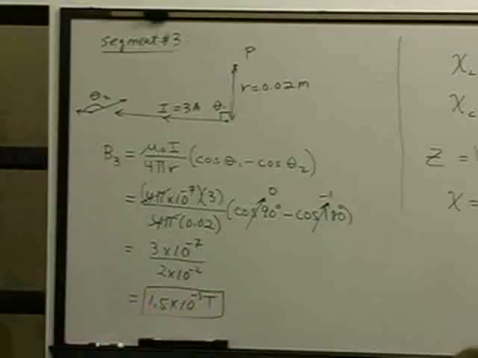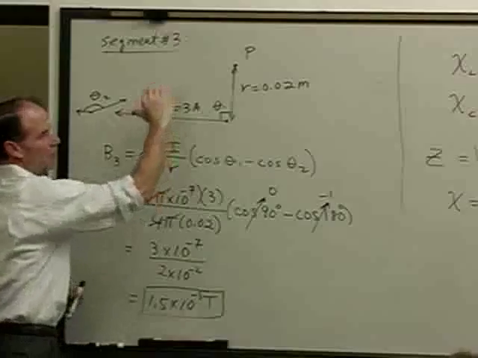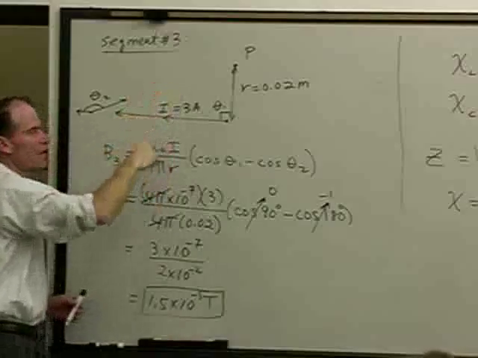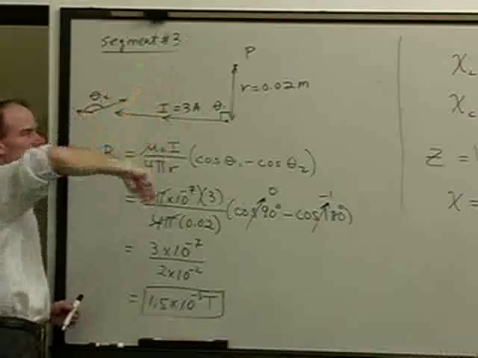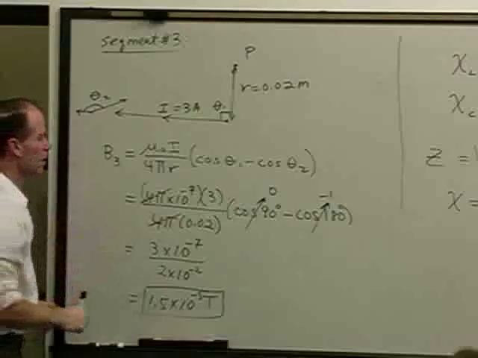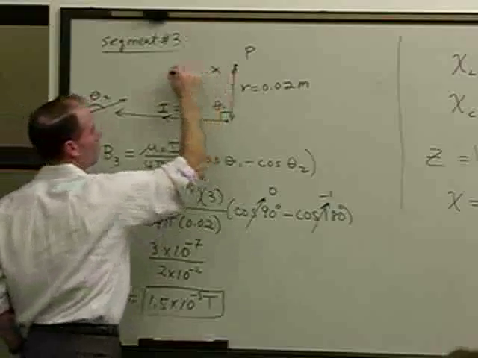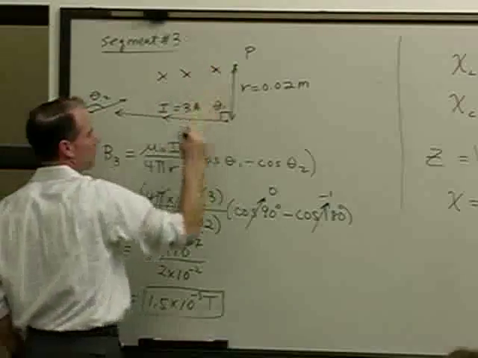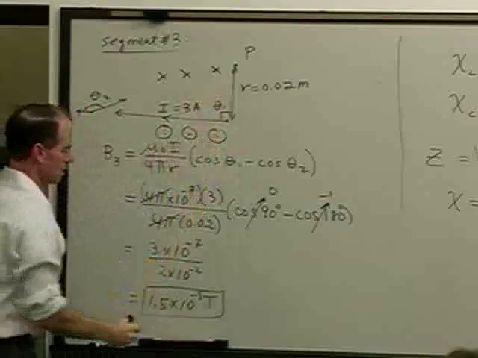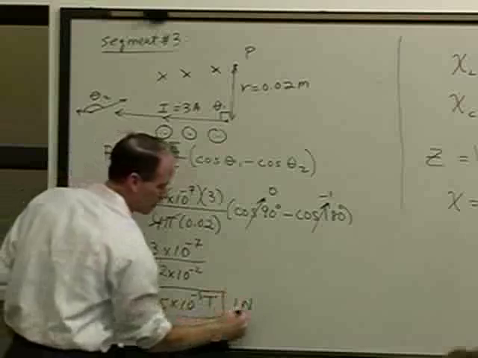Into or out of the page? Into the page. The right hand rule. Everything above this current will be into the page. Everything below it will be out of the page. You can imagine that there's a magnetic field around this wire like this by the right hand rule. So everything up here is going to be into, especially at point P, and everything down here is out. So this one's in.